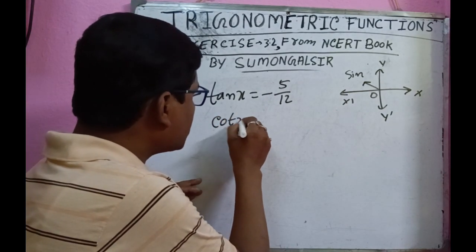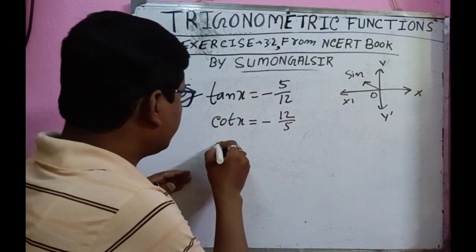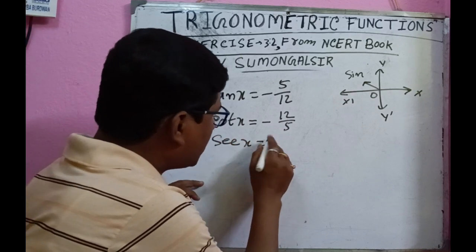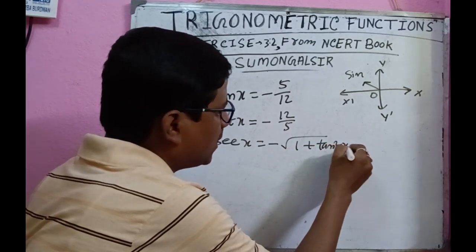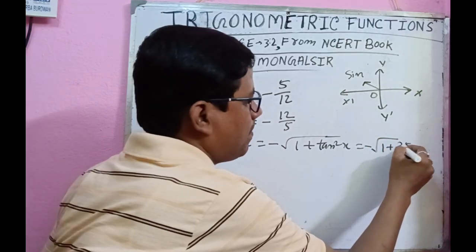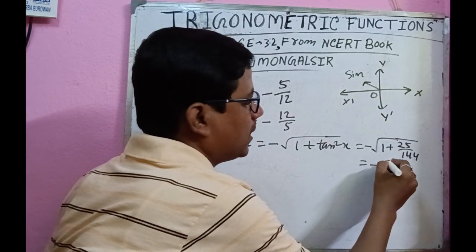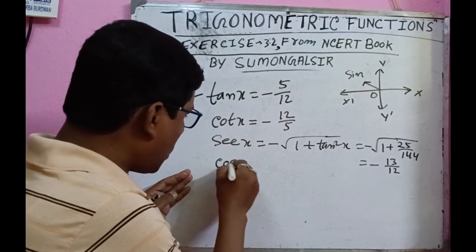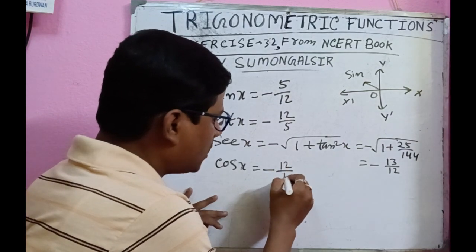Now cot of x is equal to the reciprocal of this. So using this, sec of x is equal to minus of the square root of 1 plus tan square x, that is minus of the square root of 1 plus 25 by 144. Now calculating, we get 13 by 12. So cos of x will be minus, this is the reciprocal of this, so 12 by 13.